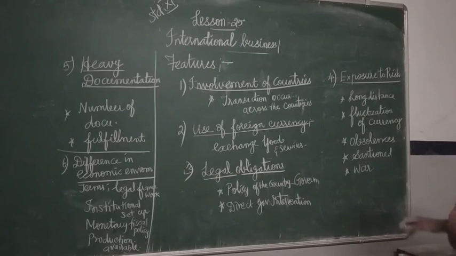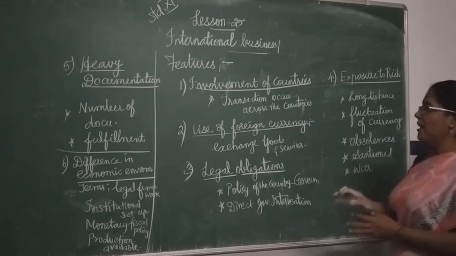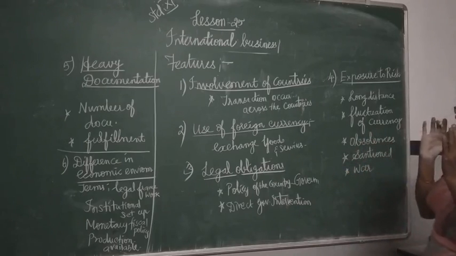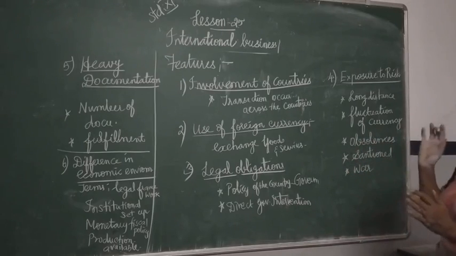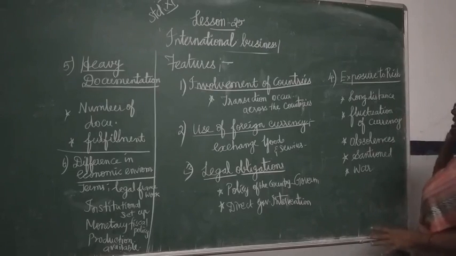So the government will interfere in the business. What are all the goods you are exporting, what are all the goods you are importing, it should be with the consent of the government only. We have to send it to the international business. Then exposure to risk. Risk is involved.